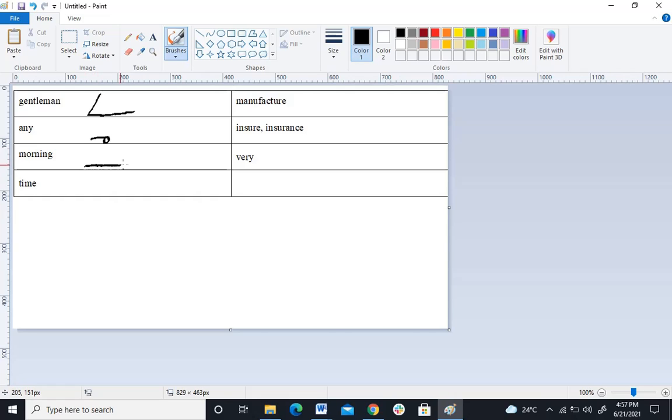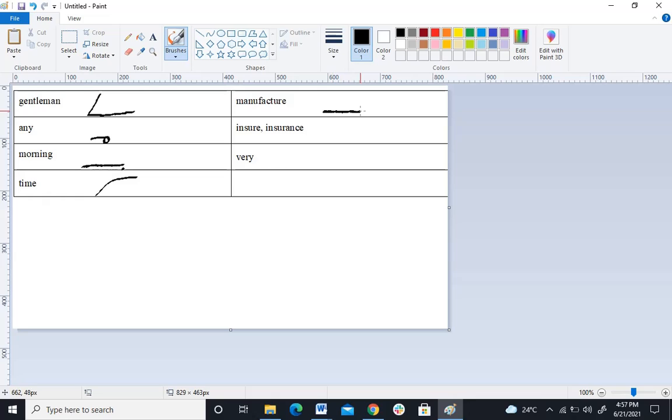Wala nga kasi silang R, right? So, it's morning. Good morning. O, walang R. Good morning. Okay. Next, time. Time is yung TM blend. DM, TM blend. Yan. Next, manufacture. So, yung manufacture natin is man blend, and then yung ating F, manufacture.